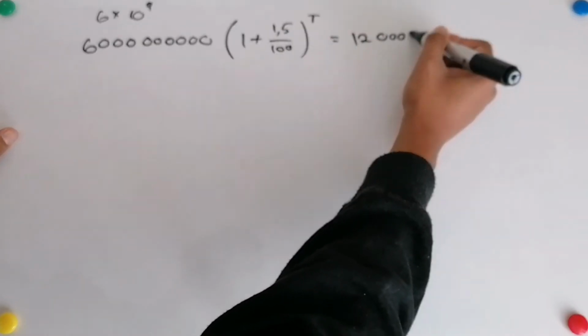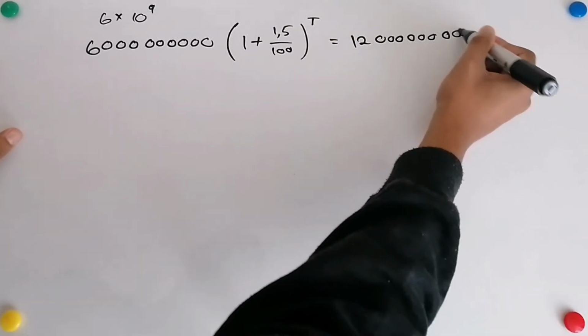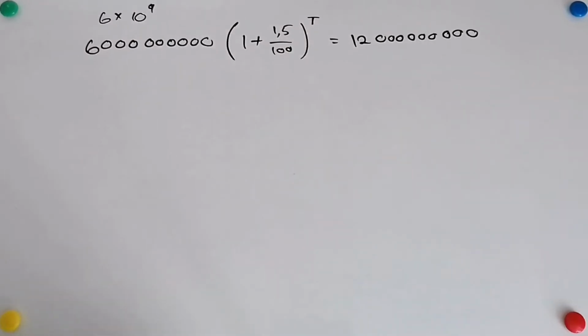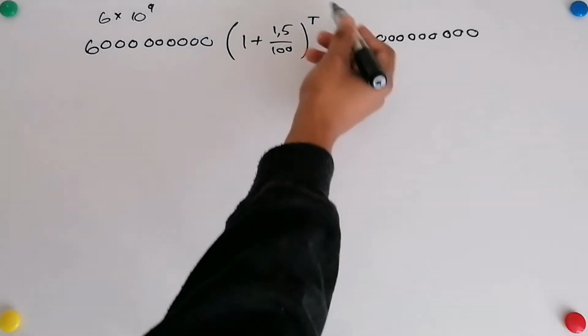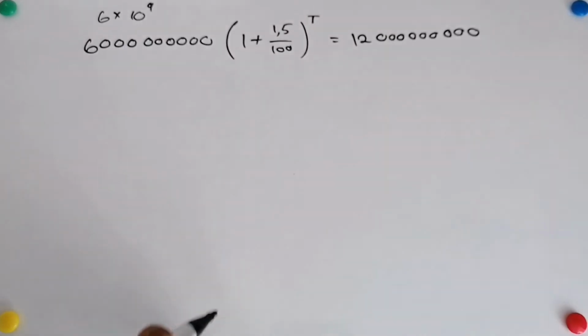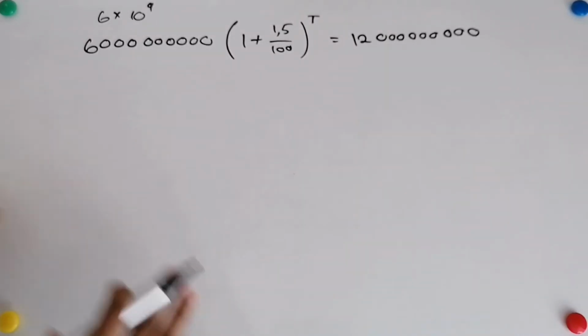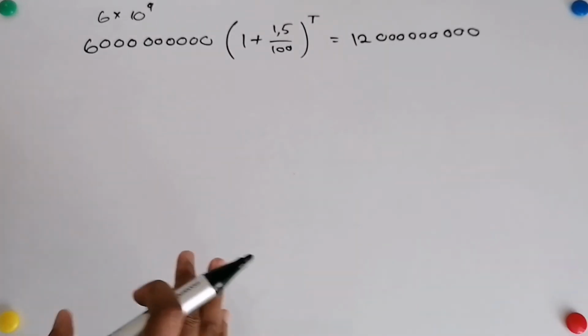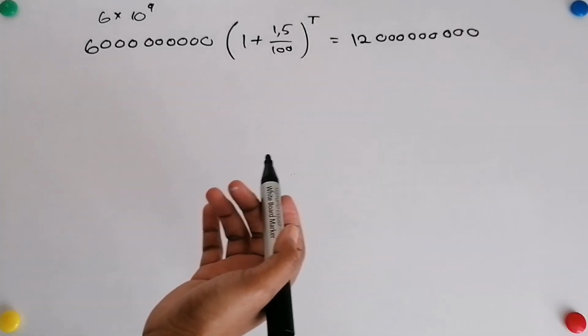I'm just going to write all the zeros. There you go, it's 9 zeros. Now we need to solve for t. t will tell us when the population grows to that amount. The first thing I want to do is get rid of all these zeros, so I'm going to divide by 1 billion.